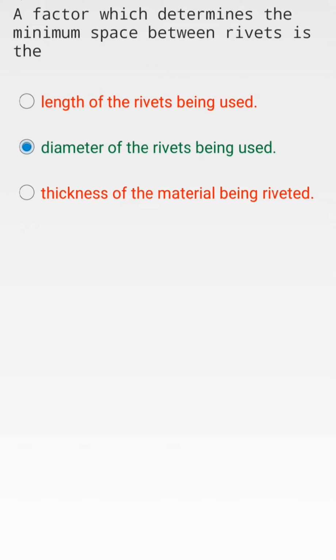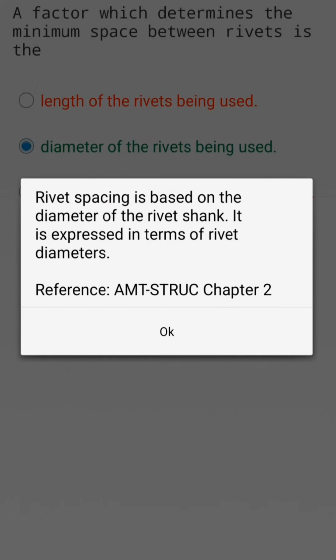A factor which determines the minimum space between rivets is the diameter of the rivets being used. Rivet spacing is based on the diameter of the rivet shank. It is expressed in terms of rivet diameters.